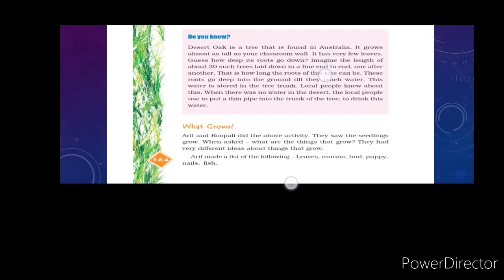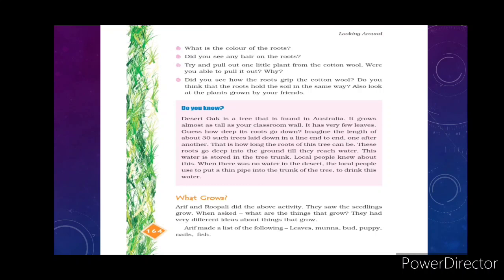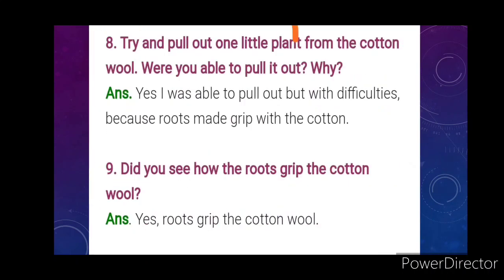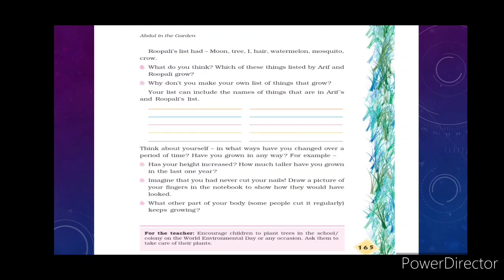So like that, they were asked to make a list. Arif made a list, and Rupali also made a list: moon, tree, eye, hair, watermelon, mosquito, crow, many of the living beings we can see around us, even ourselves, our body, our height, it is also still growing. So this is the list they have made of things which can grow. You can also list your own things that you observe in your surroundings, in your locality. So make one list of what you can find.